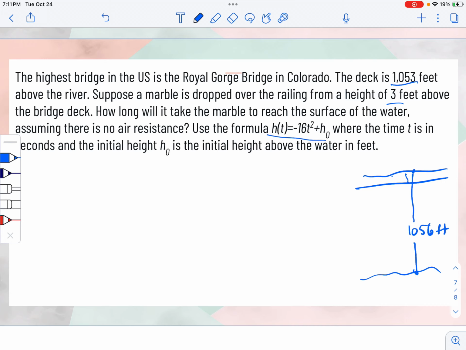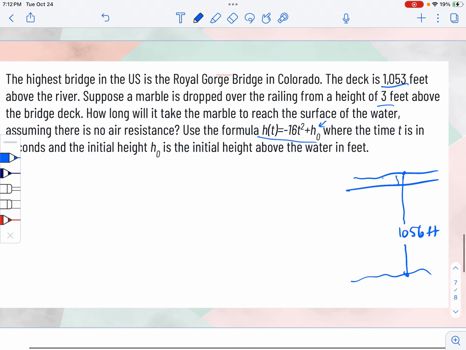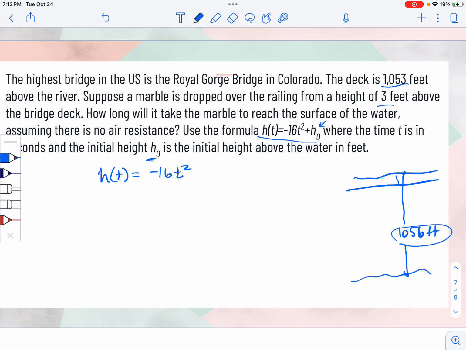Well, we're using this formula right here. H of t, which is just height, equals negative 16 t squared plus h sub 0. Where time, t, is in seconds, and the initial height, h sub 0, is the height above the water. So there's my initial height right there. So my formula is going to be h of t equals negative 16 t squared plus 1056.